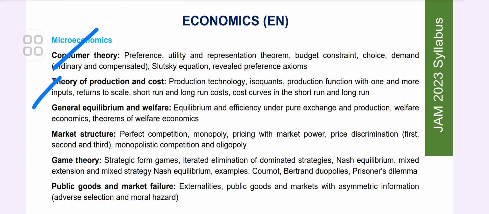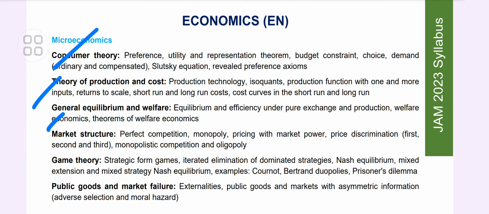Then comes the theory of production and cost: production technology, isoquant, production function with one and more inputs, returns to scale, and everything in that context. So we have to understand isocost, isoquant, and everything. The references I can suggest are that one should start with Spindler, and then one should go with Koutsoyiannis. It will be helpful, as I already mentioned at the beginning of the video, that when one is starting the preparation, it will help one to grasp everything.